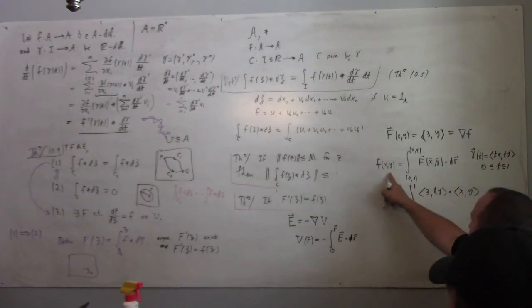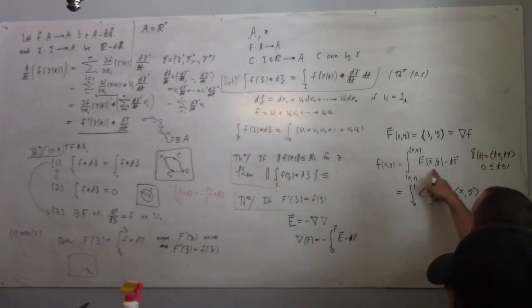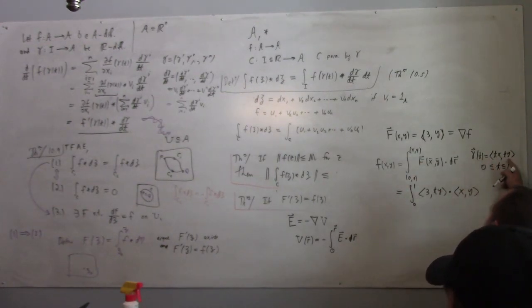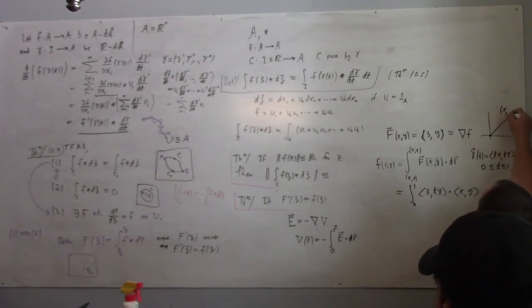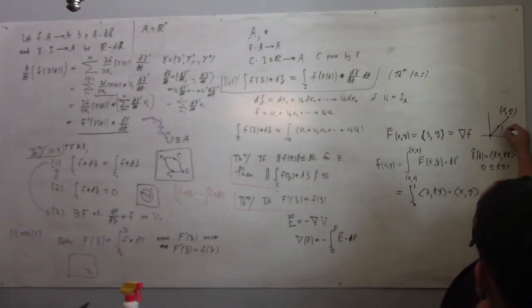What I'm saying is x and y are fixed here, so this integration is over the curve that goes from 0, 0 to x, y, which has this parameterization. I can draw a picture of it. So here's a point in the middle.